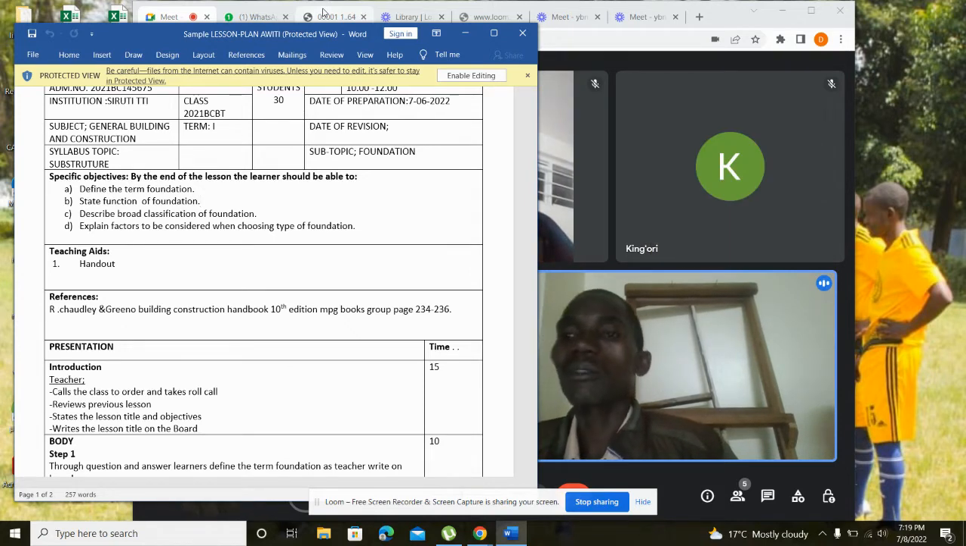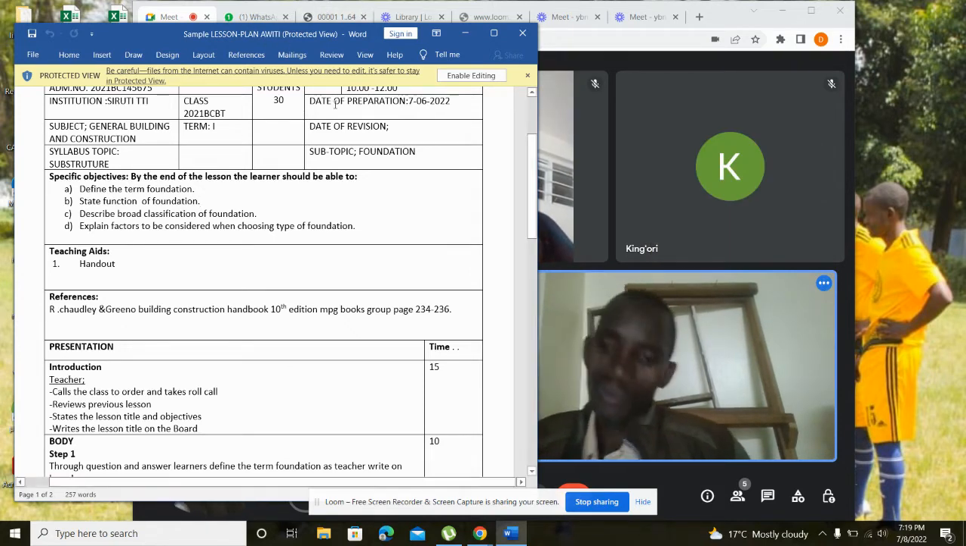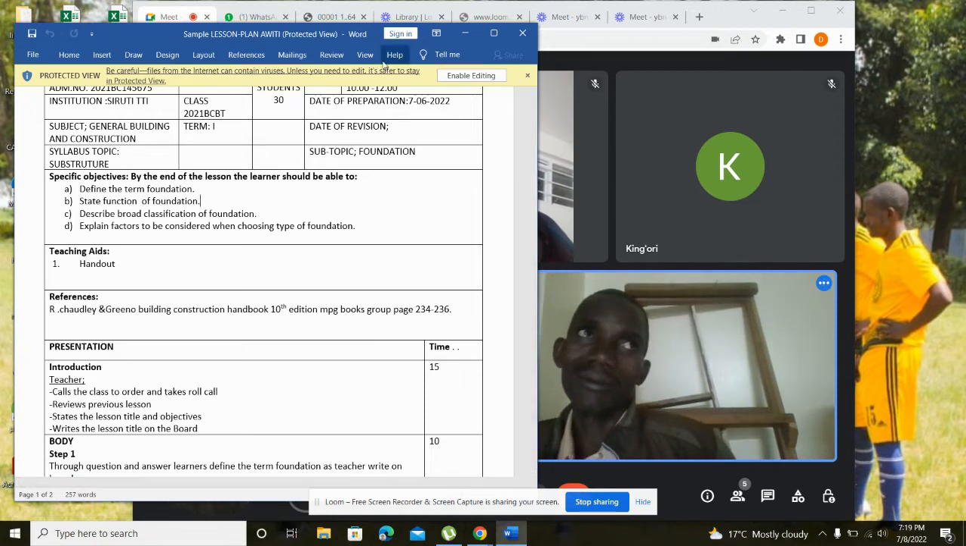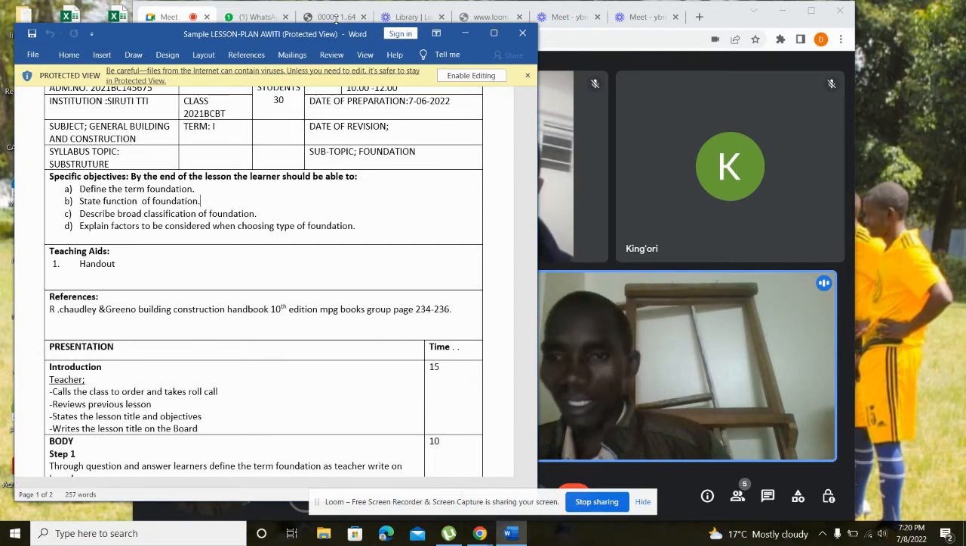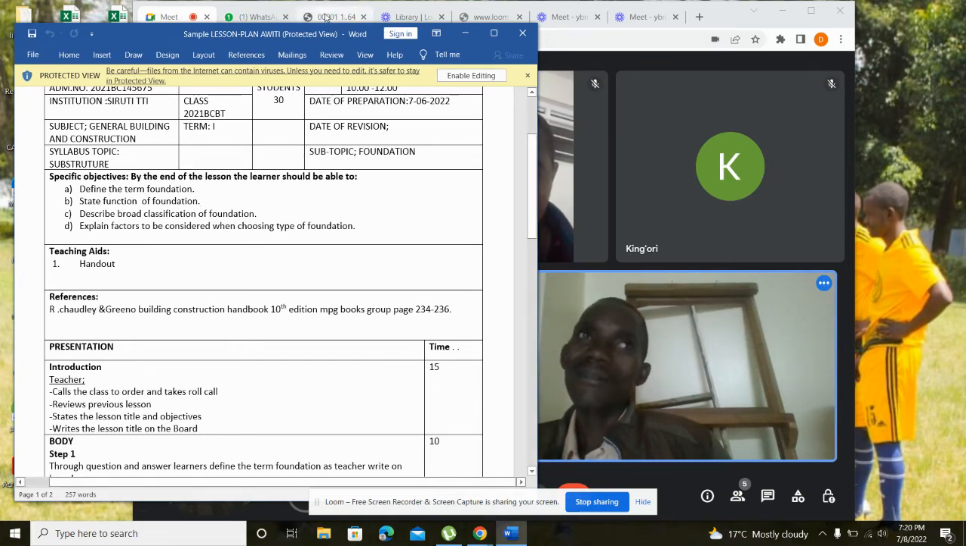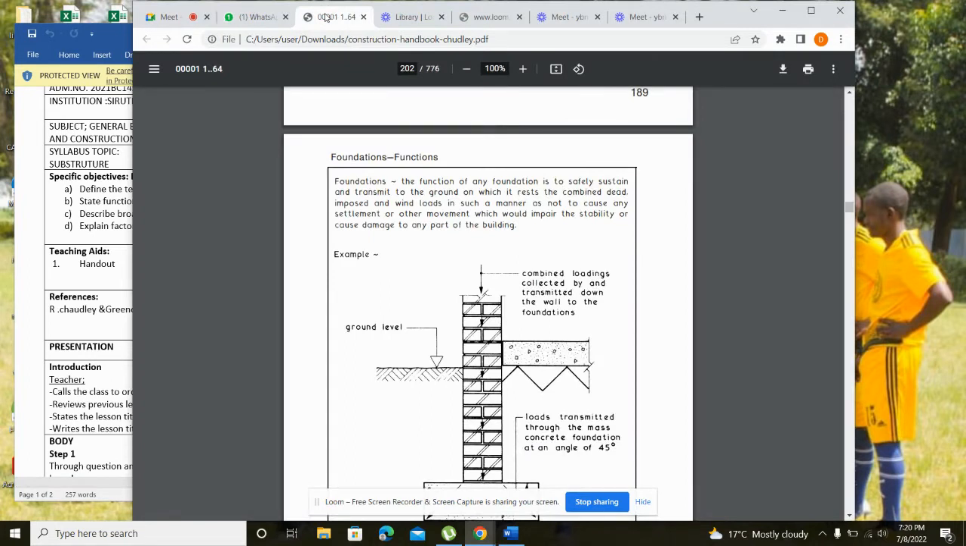Now, today I want us to discuss what we call the foundation. So, our main objective today is to know what foundation is and its function, at the same time, the broad classification of foundation. So far, who can try or who can tell us what foundation is? Foundation is the lowest part of a building that supports a building.